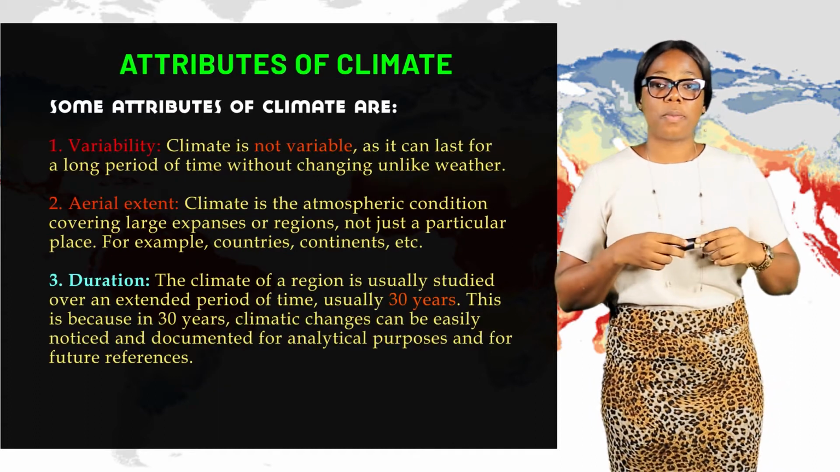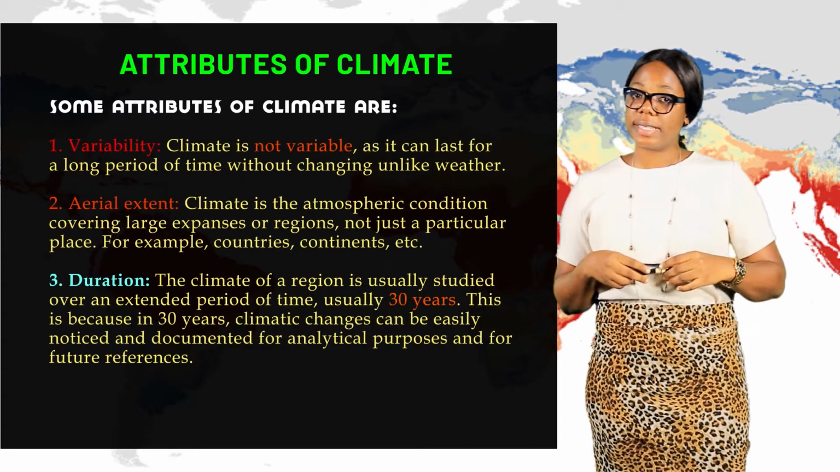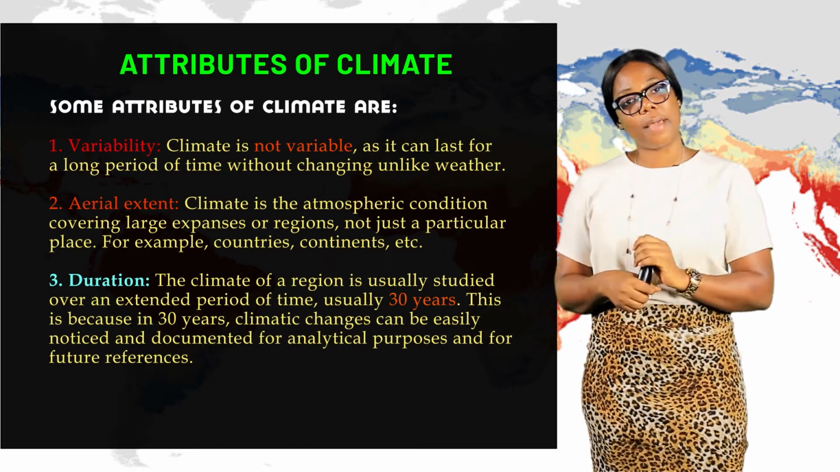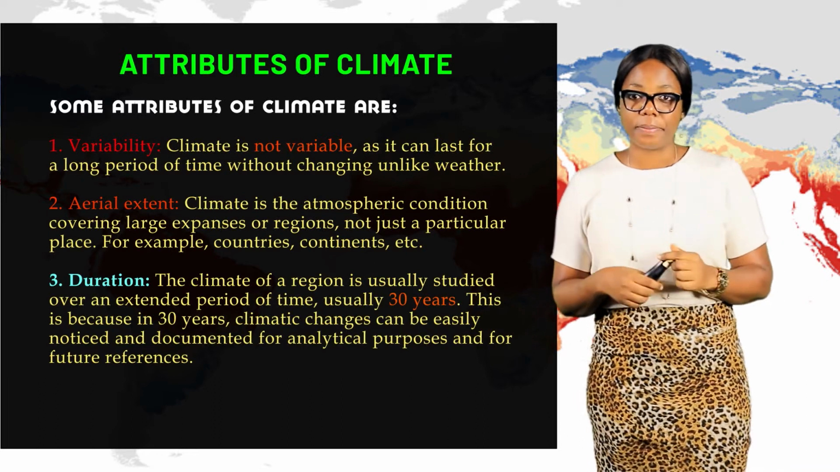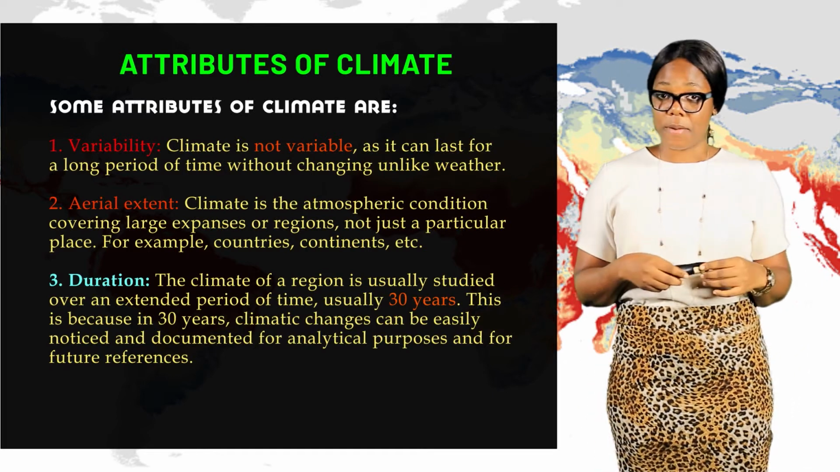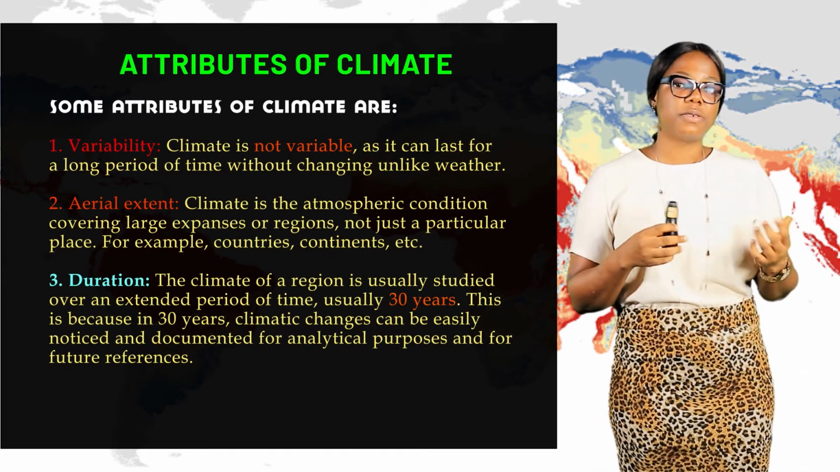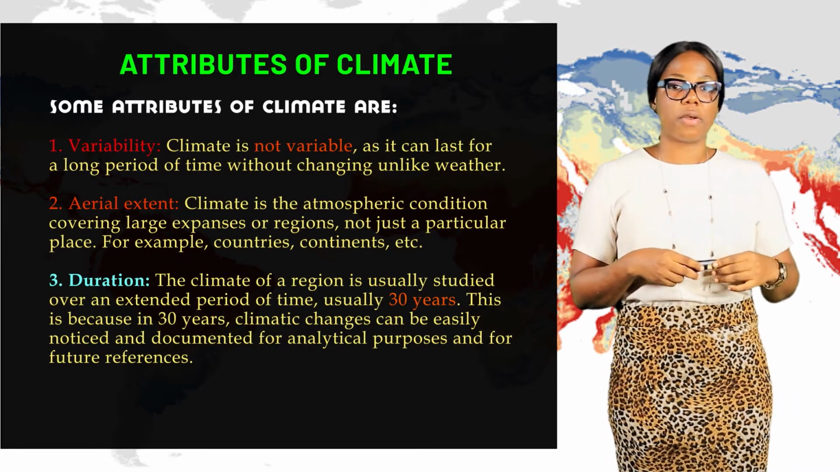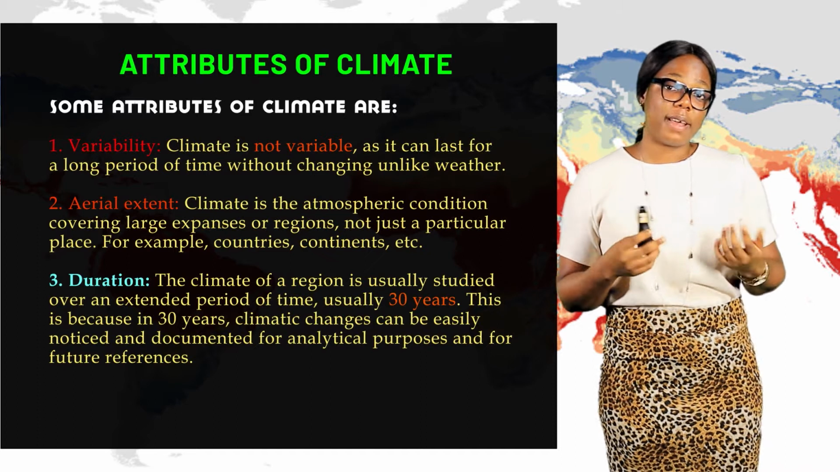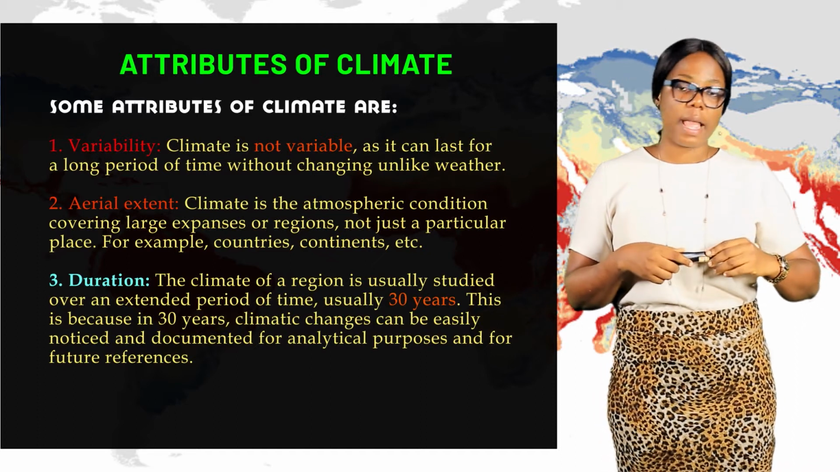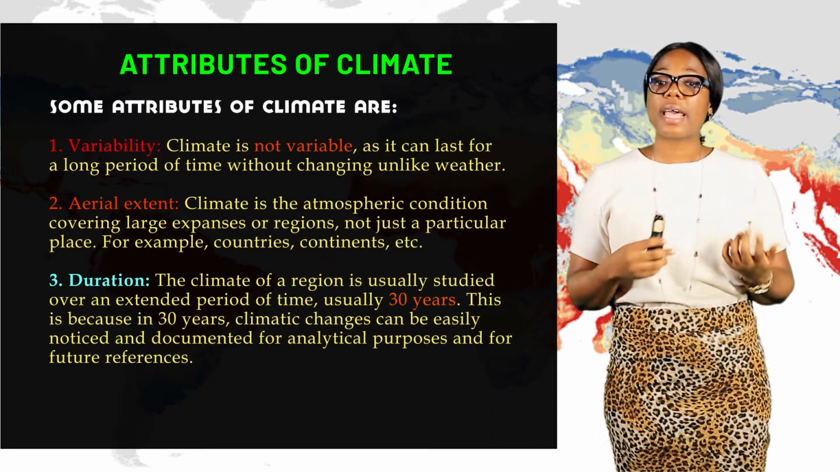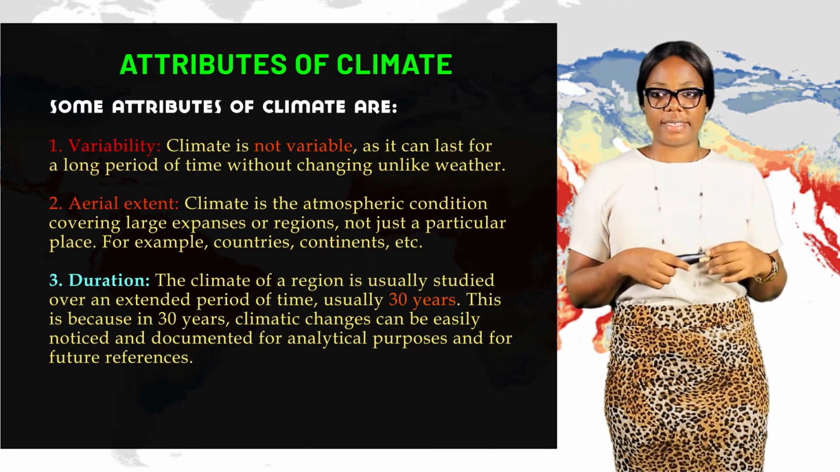Now let's take a look at some attributes or characteristics of climate. The first characteristic of climate is its variability. Climate is not variable, meaning it doesn't change from time to time. It can last for a very long period of time. Unlike weather, which changes very often, climate does not change easily.